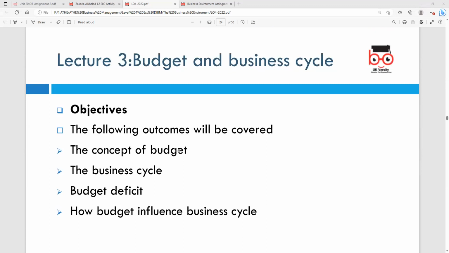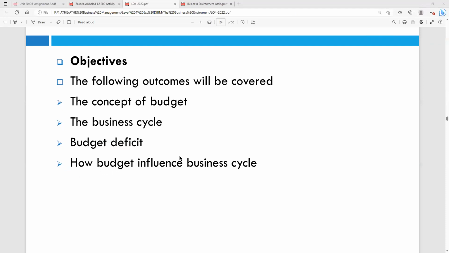Also, they want to manage the budget cycle, and they want to make sure that the economy stays good in the business cycle. They want to make sure the government stays on top of the budget process.